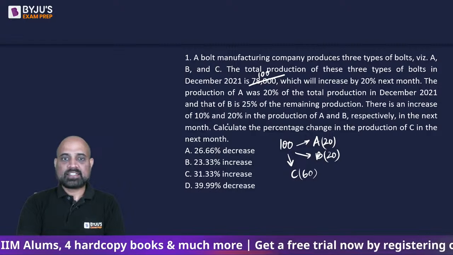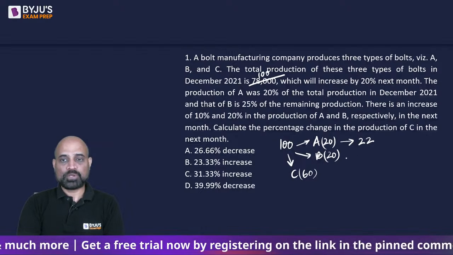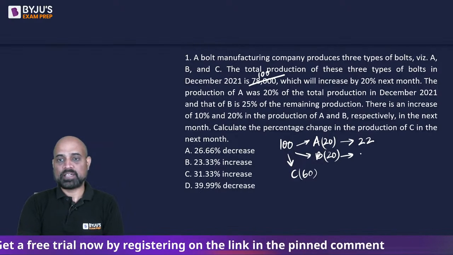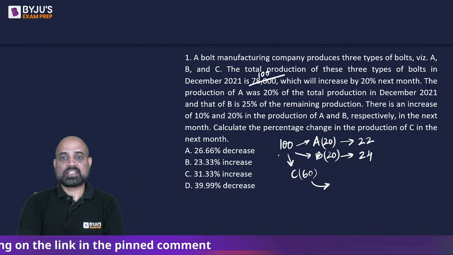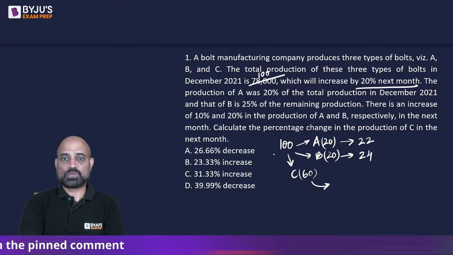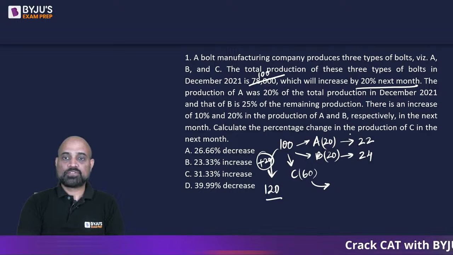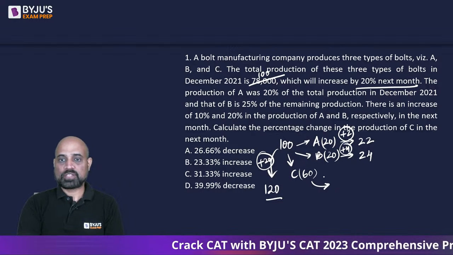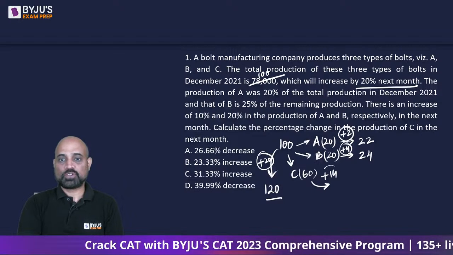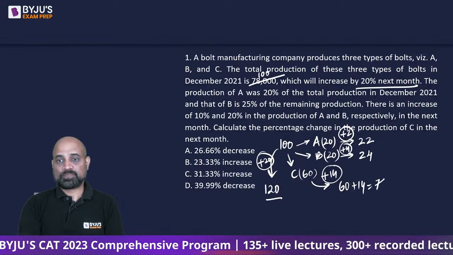Now, it is given that there is an increase of 10% in A. So, an increase of 10% in A means A will become 22. There is an increase of 20% in B. That means it will become 24. How much percentage increase in C should happen such that there is an overall increase of 20% here? So, it should become 120. So we can see that there is an increase of 20 that we are supposed to have, out of which there is an increase of 2 from A, and an increase of 4 from B. So that means there should be an increase of 14 from C. So it should become 60 plus 14, that is 74.